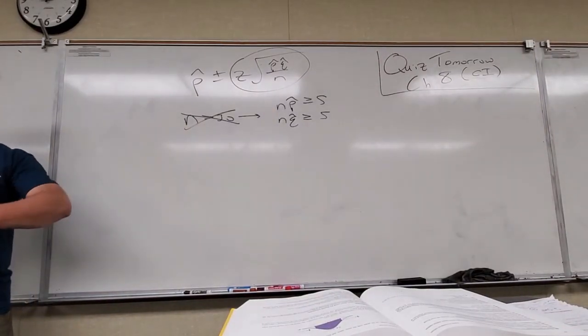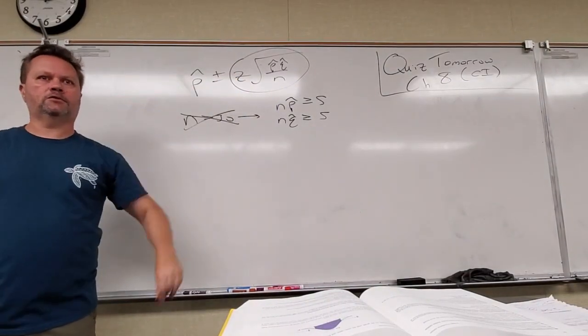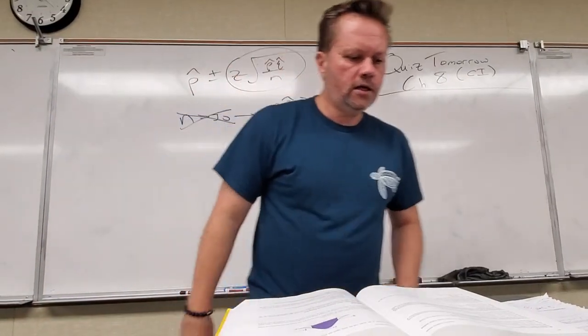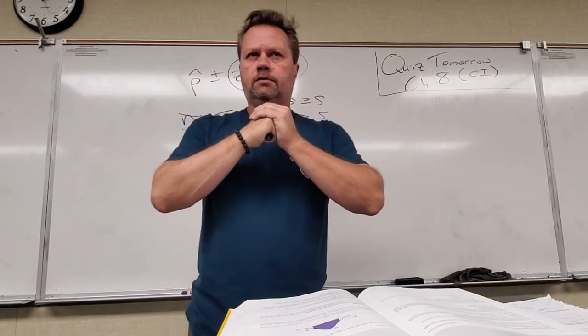So if you check those, then you can say we'll use a normal distribution. That's why you can get the z-score from the z-score chart. Okay. All right. Yes.